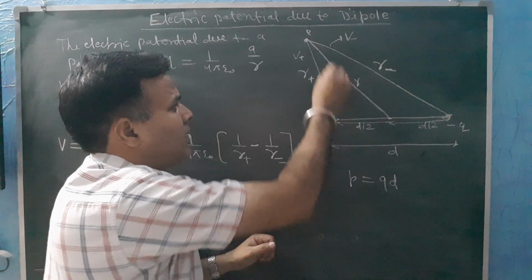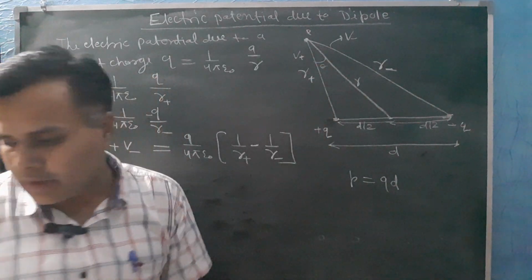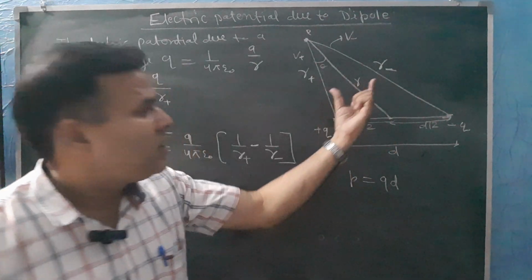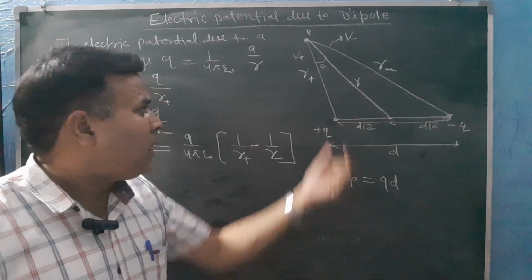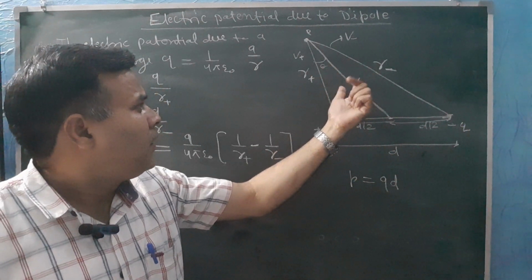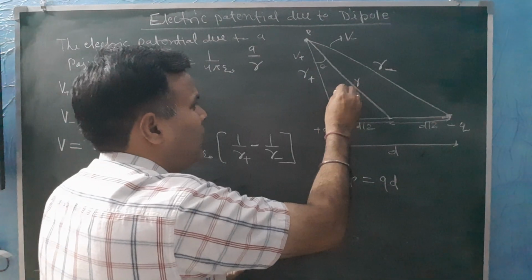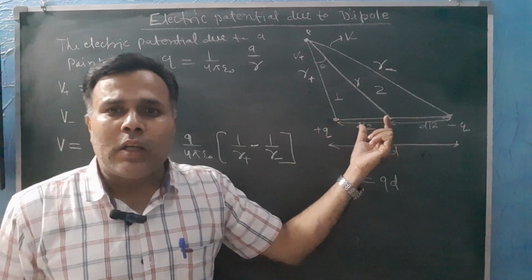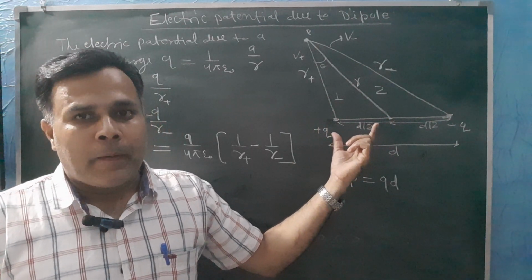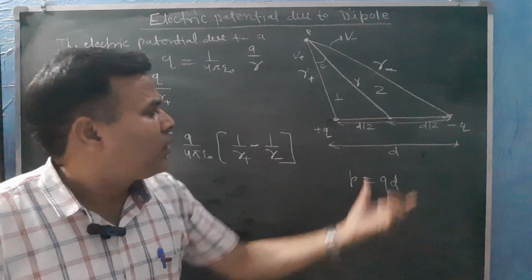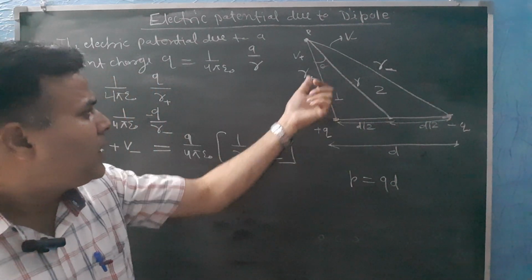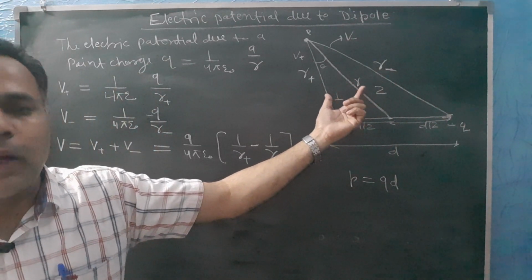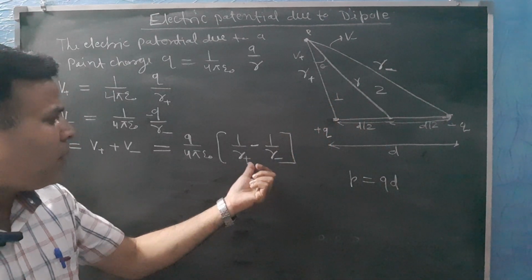Let's say this angle is theta. We can easily find out the potential because we have two different triangles. Let's say this is triangle 1 and triangle 2, and we can apply the cosine law, which is a square plus b square plus or minus 2ab cos theta. So using this, with the help of the cosine law, we can easily find out the values of r plus and r minus.